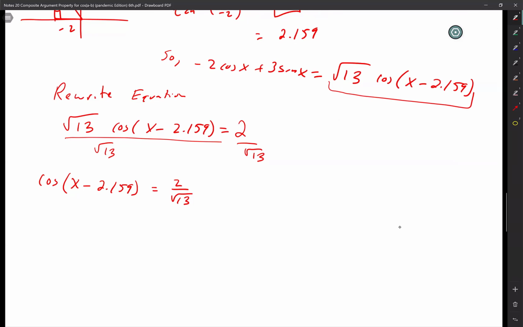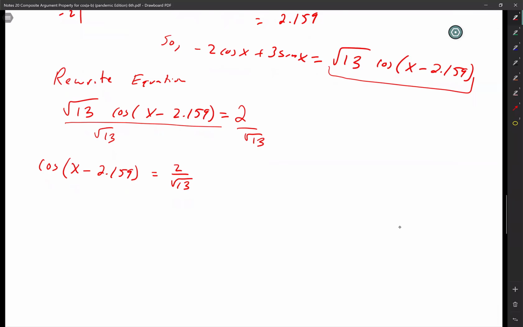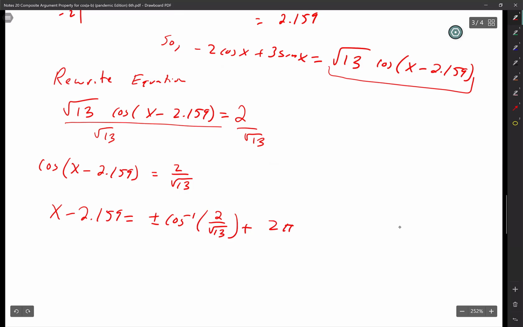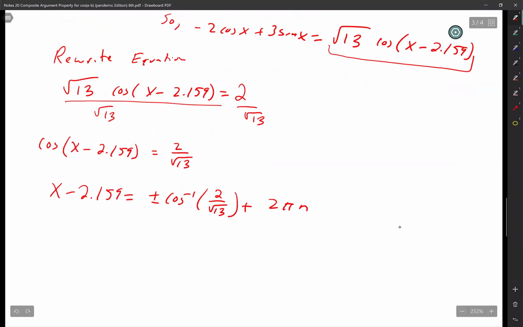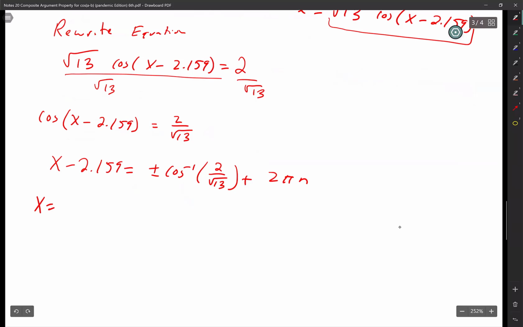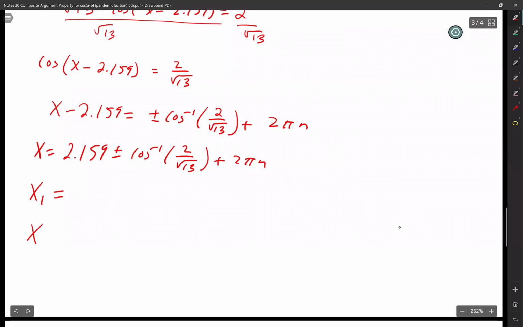yeah, stop with that. Now we're going to solve for cosine. So inverse cosine, both of them, guys. X minus 2.159 equals plus or minus arc cosine of 2 over square root of 13, plus 2 pi n. Remember that arc cosine has a plus minus in front. And then just move the 2.159. So x equals 2.159 plus or minus arc cosine of 2 over square root of 13 plus 2 pi n. And I'm going to call it x1 and x2. And I'm going to find out what that number is.